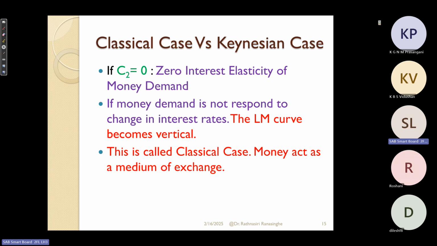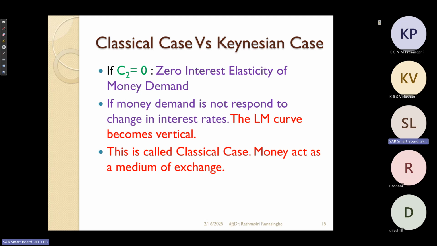But when we are analyzing these things, there are two special circumstances. Now we know C2. Here we take C2. C2 can be high or low. Sometimes C2 can be zero, or C2 can be infinity. Those are the two extreme cases that we can identify when we explain some theories, basically the classical theory and the Keynesian theory. There we identify the classical case and the Keynesian case.